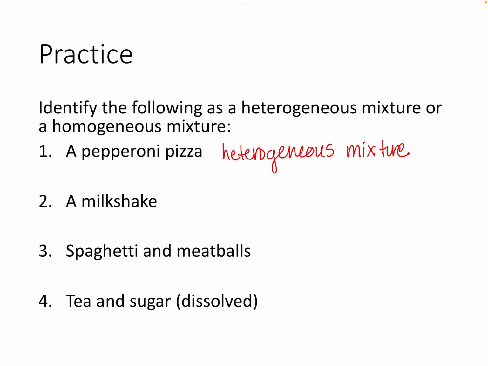What about a milkshake? Can we see all the different components in a milkshake? Well, if it's blended super well, then no, we can't see the different components, right? So this would be a homogeneous mixture. What about spaghetti and meatballs? Well, that would be a very obvious heterogeneous mixture, right? Because we can see the spaghetti, the sauce, the meatballs, they're all very clearly different. So this would be heterogeneous.